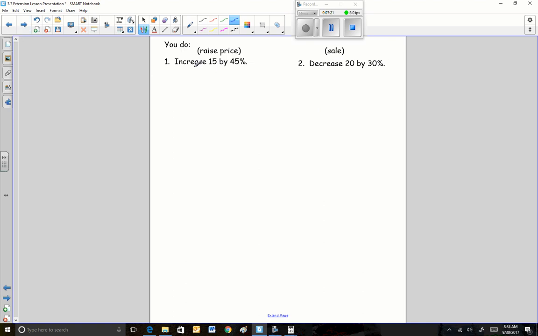I would like you guys to try 1 and 2. Now this is an increase, 15 by 45%, so make sure you show an increase. Make sure you use that 1.45. That's how you're going to get the increase, times your 15. And let's make sure on this one over here, it's a decrease. So if it's 30% off, you have to pay 70% times your 20. All right, solve these and see what you come up with. Pause your video, please.